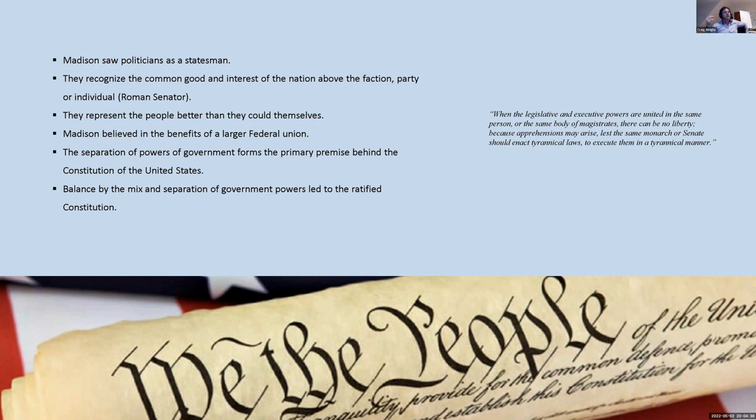A common passion or interest will, in almost every case, be felt by a majority of the whole. Communication and concert result from the form of government itself, and there is nothing to check the inducements to sacrifice the weaker party or an obnoxious individual. Hence it is that such democracies have ever been spectacles of turbulence and contention.